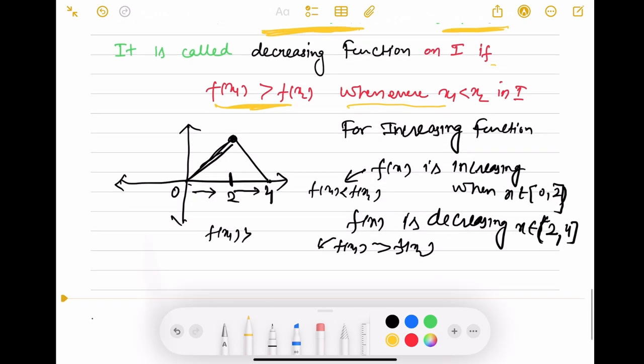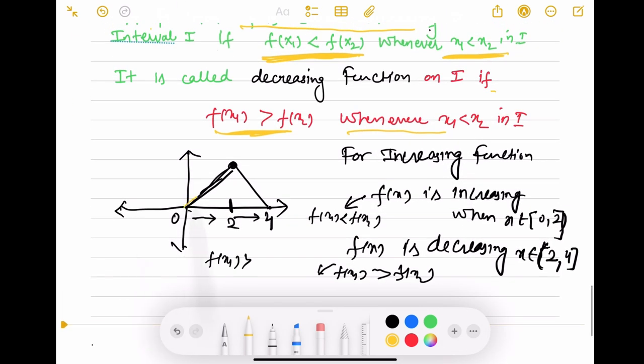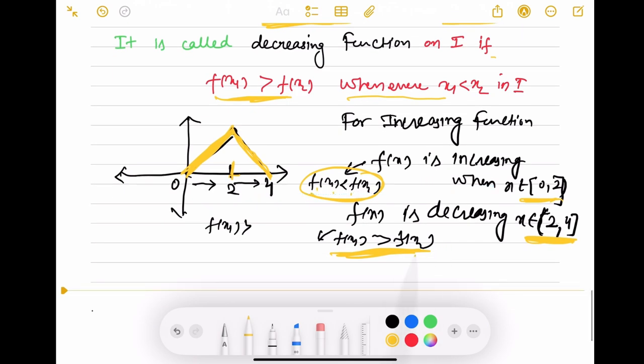Here we take one example. This is the graph of a function defined on 0 to 2 and 2 to 4. The function is increasing when x belongs to 0 to 2, and decreasing when x belongs to 2 to 4. Increasing satisfies the condition f(x1) < f(x2), and decreasing satisfies f(x1) greater than or equal to f(x2).